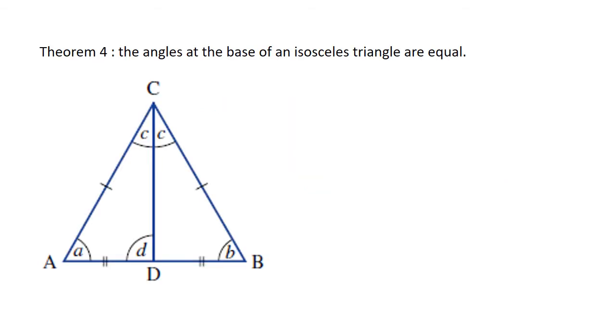Theorem 4 says that the angles at the base of an isosceles triangle are equal. So if we look at our triangle, what we're saying is that angle A equals angle B. Now we can prove that in our isosceles triangle. If we draw this line directly in the middle of our triangle, so line CD, we divide our isosceles triangle into 2 equal parts.